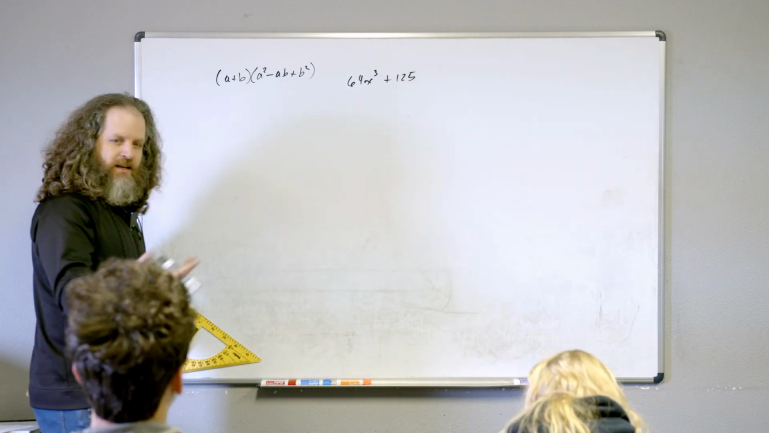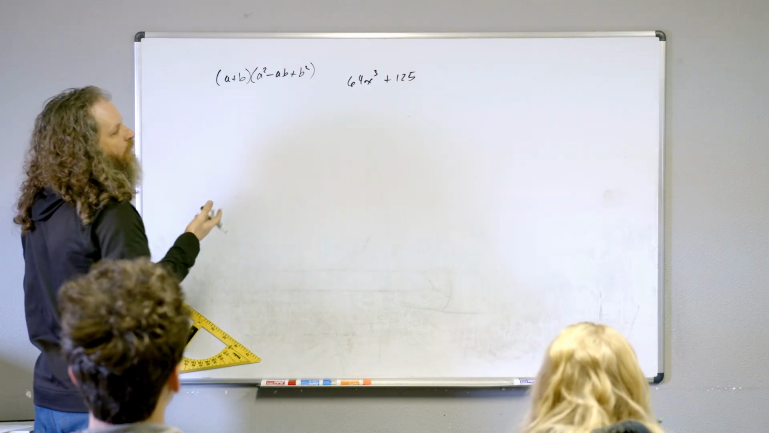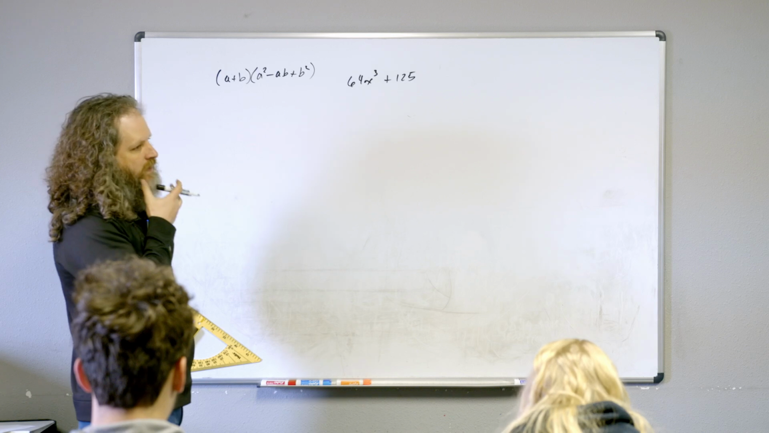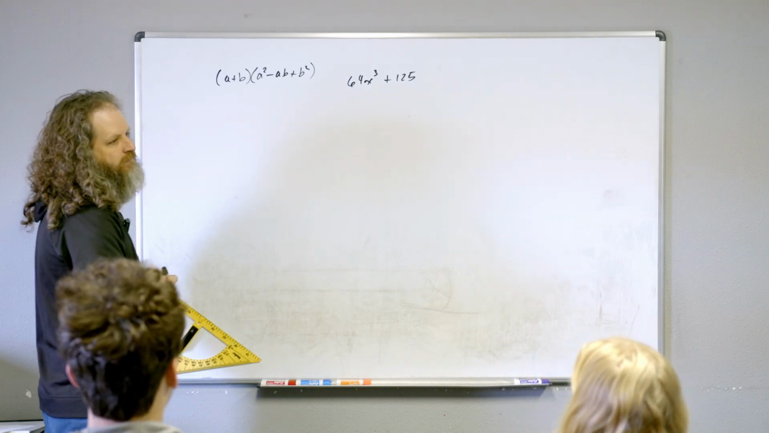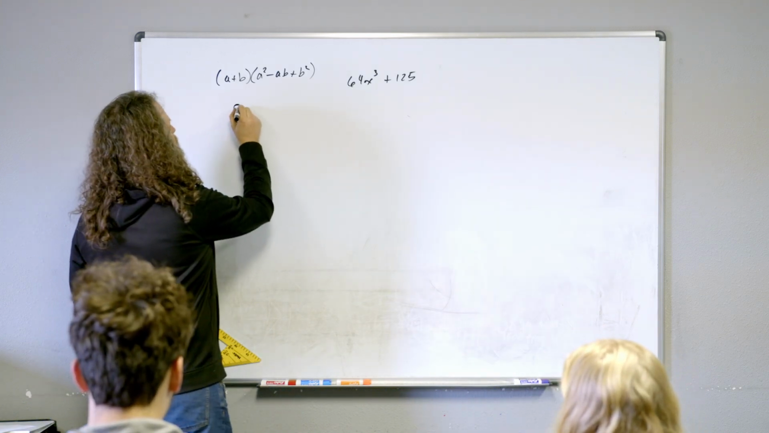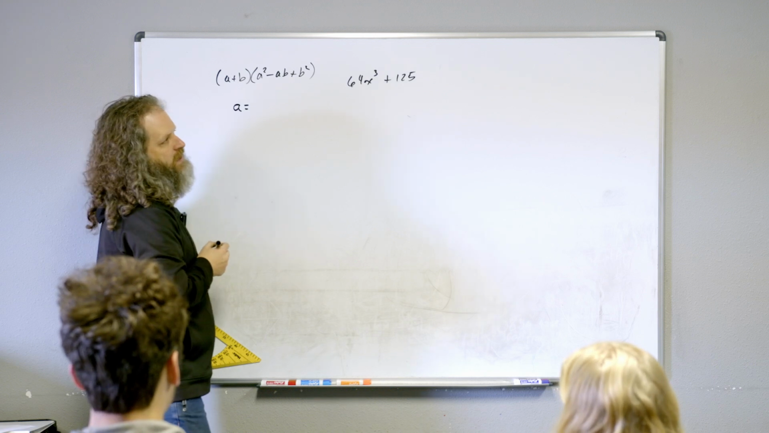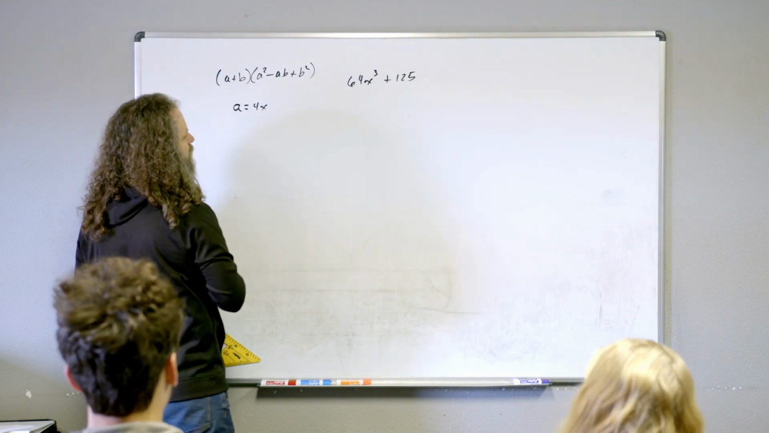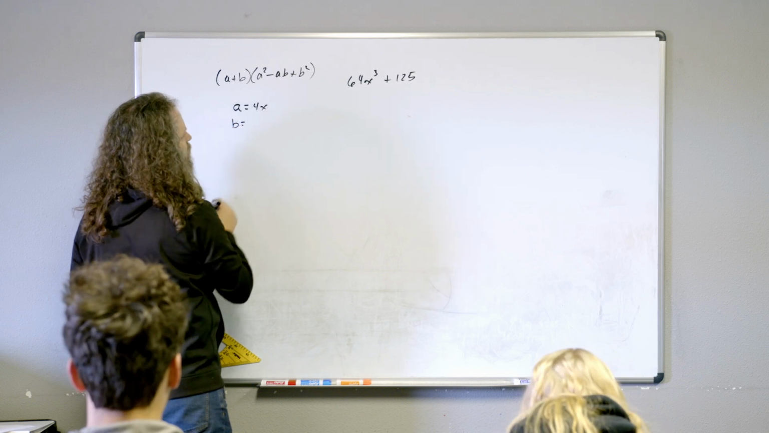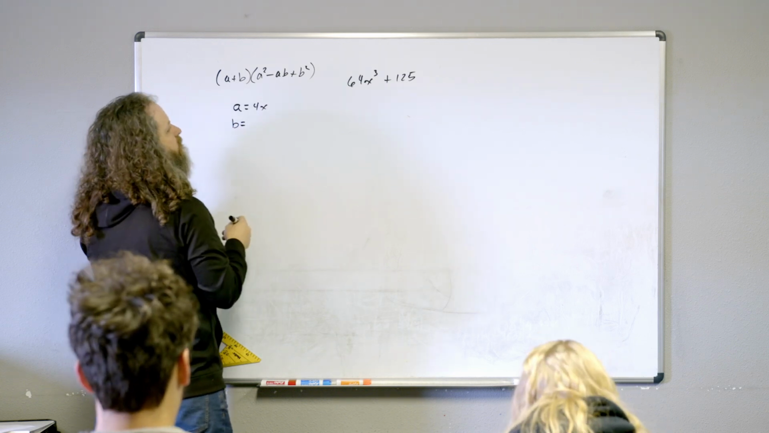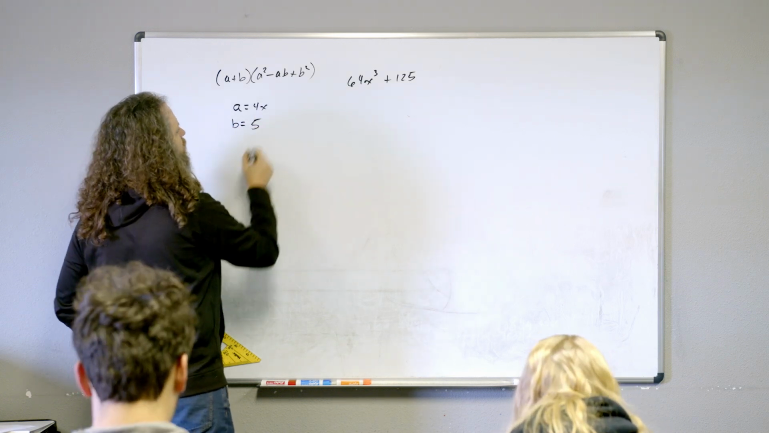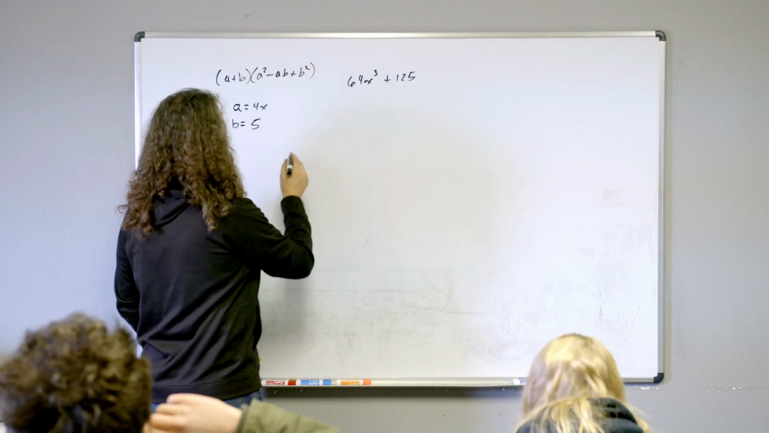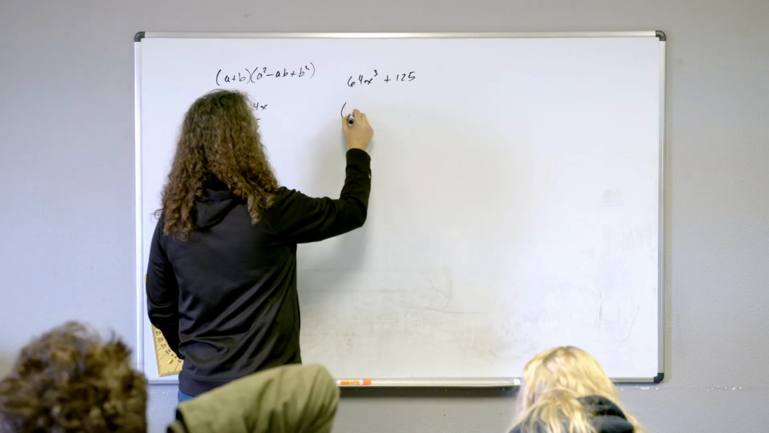It is quite useful to write out what A is. How do you find A? The cube root of the first one. So what is A? 4x. And what is B? Cube root of the second one. It's 5. So then this will factor into A plus B, so 4x plus 5.